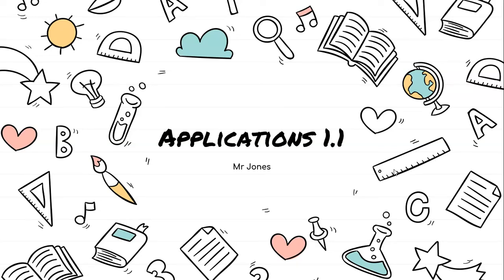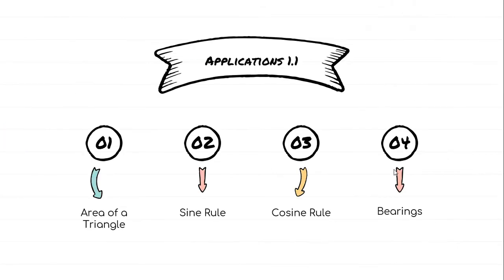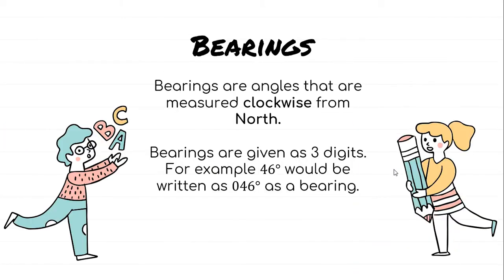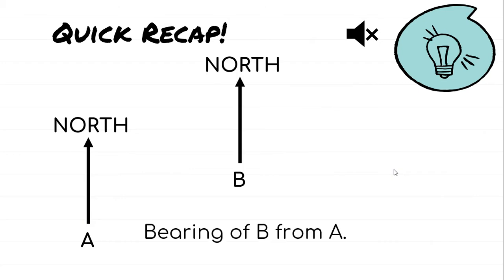Right, okay, and welcome. So we're going to do the final lesson now on applications 1.1, and this is looking at bearings. Okay, so just a quick recap. Bearings are angles that are measured clockwise from north, and they are given as 3 digits. A quick recap, the bearing of B from A would be to start at A, start north, and go clockwise until you find that angle between A and B, and that would be the bearing of B from A.